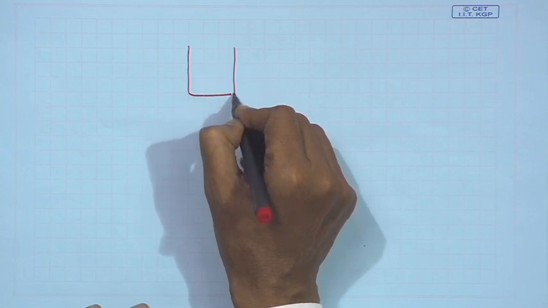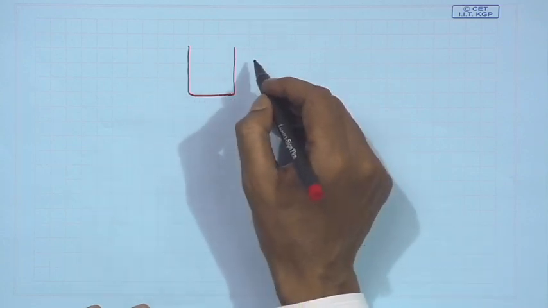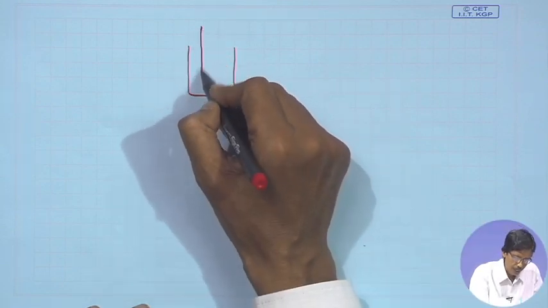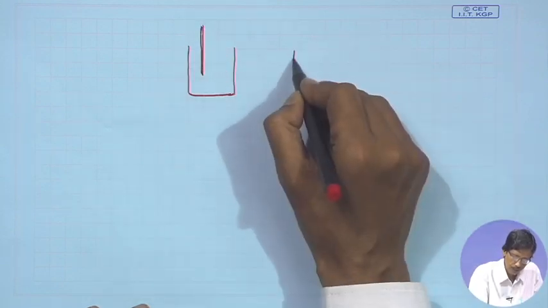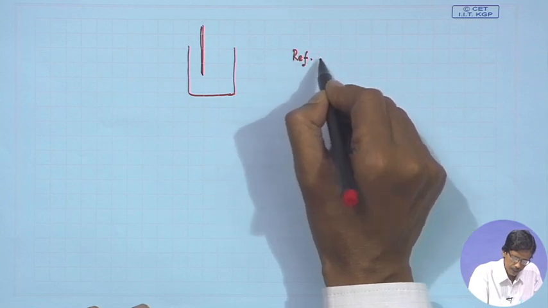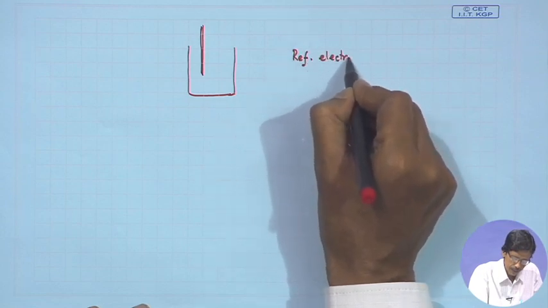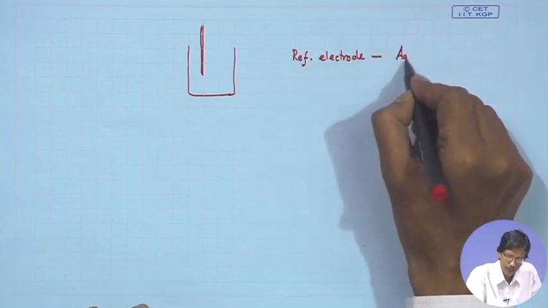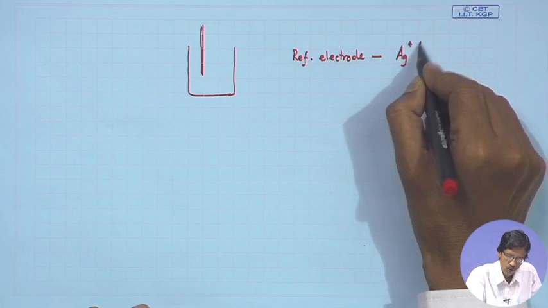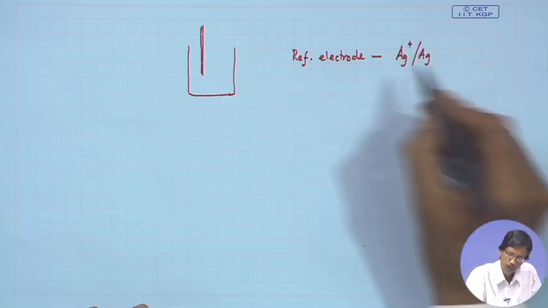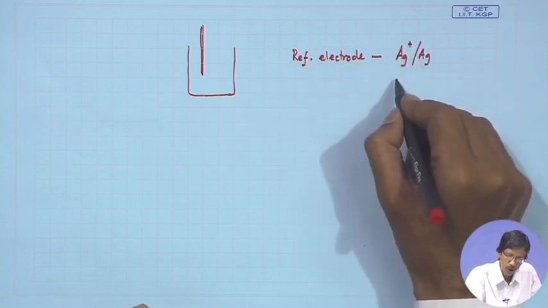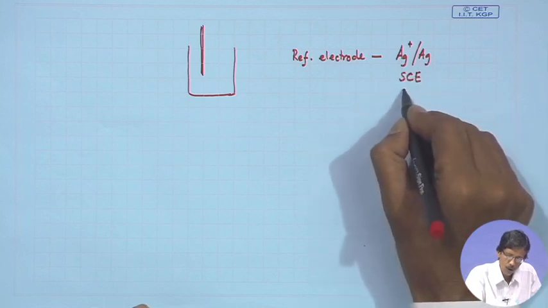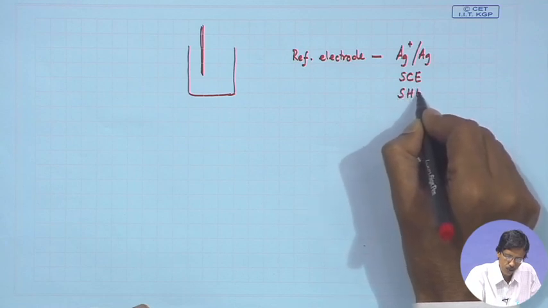So, in this particular electrochemical cell, we have something for that potentiometric method. So, we have a reference electrode. This reference electrode, as we have seen, is the silver chloride or silver electrode, or the simple saturated calomel electrode, or the standard hydrogen electrode.